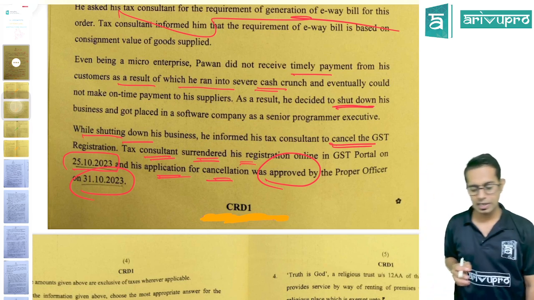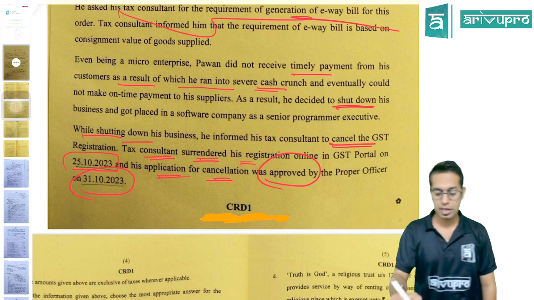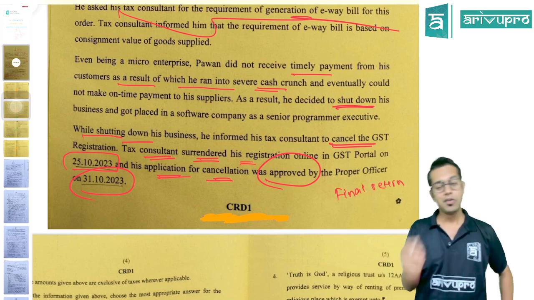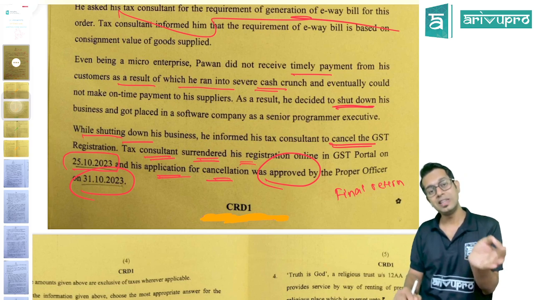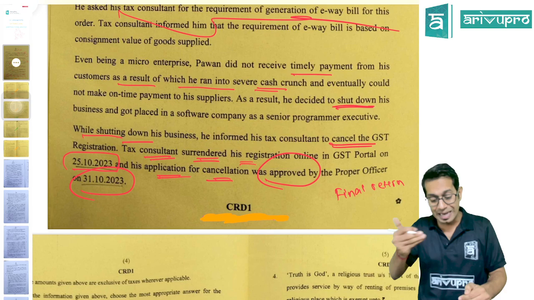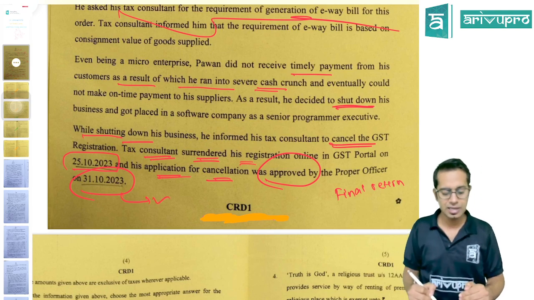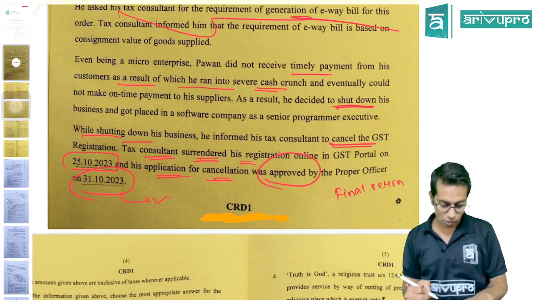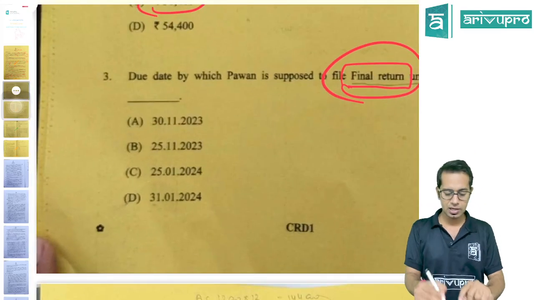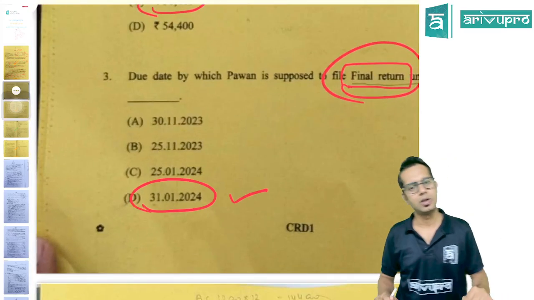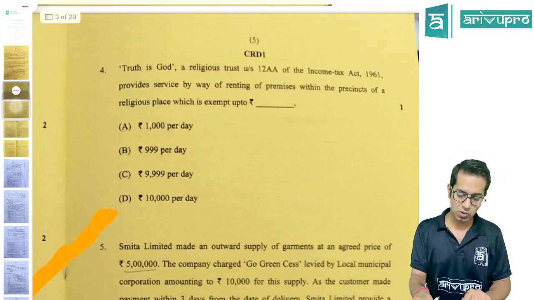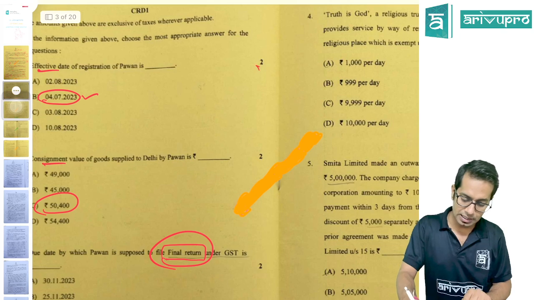Now, what is the provision telling, sir? What is the provision telling with respect to the final return? Now, here the question is with respect to the final return. Final return is required to be filed within 3 months from the date of cancellation or from the date of application for cancellation, whichever is later. So, within 3 months from which date will I take, sir? Within 3 months from 31st of October. So, within 3 months of this date, it comes to what, sir? October, November, December, January. 31st of January is the right answer for the next question. Okay, so these are the answers for the first 3 questions, and obviously it is for 2 marks.